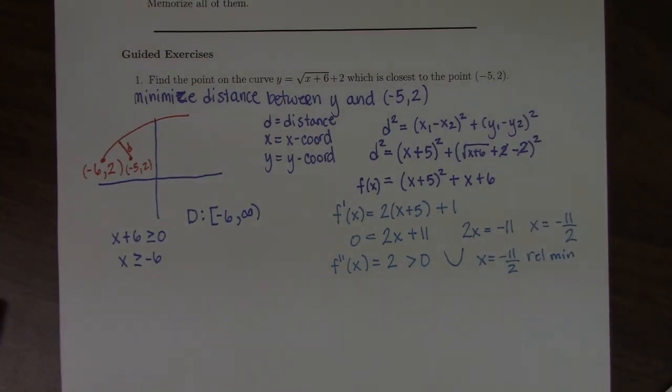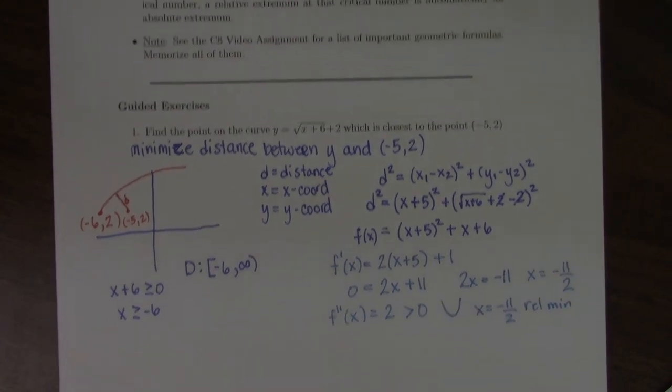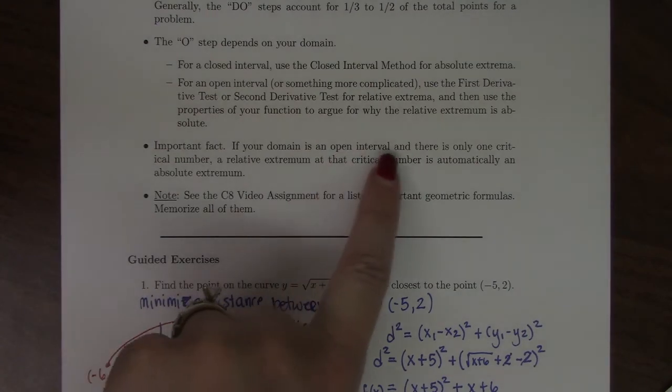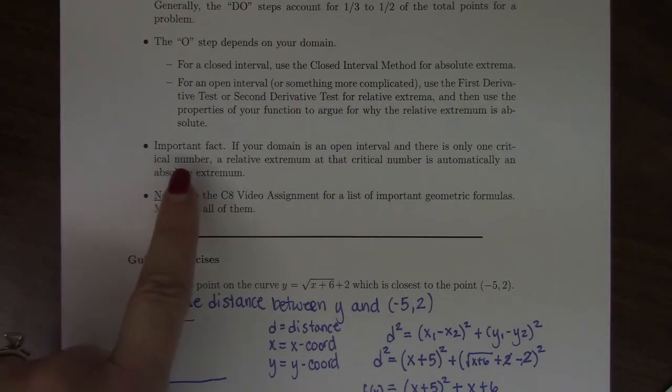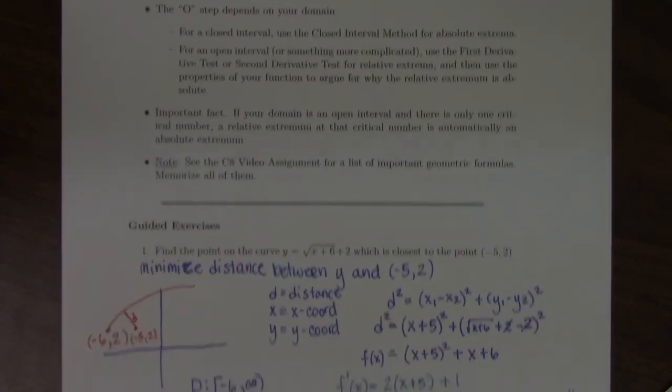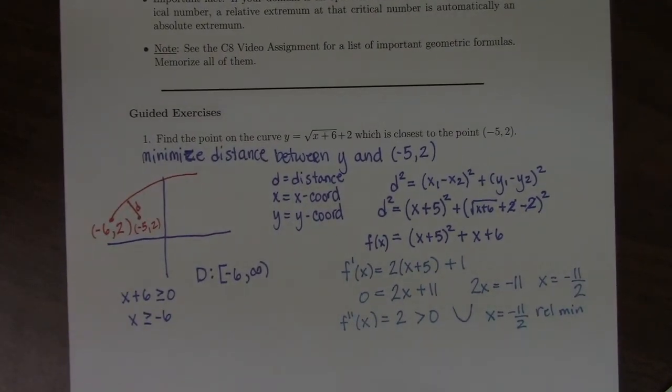But since I only found one critical value on an open interval, then this by default has to also be my absolute extreme. So I'm going to come back here to this important fact. If your domain is an open interval and there's only one critical value, then the relative extrema is automatically an absolute extrema.